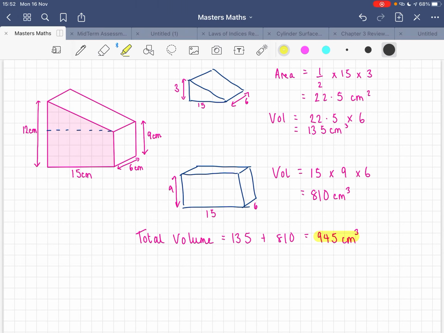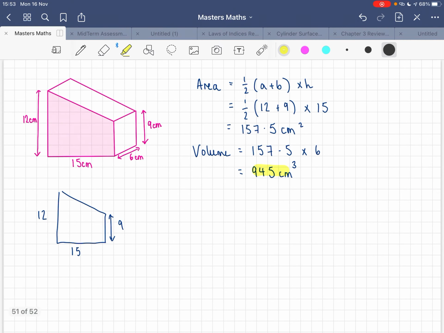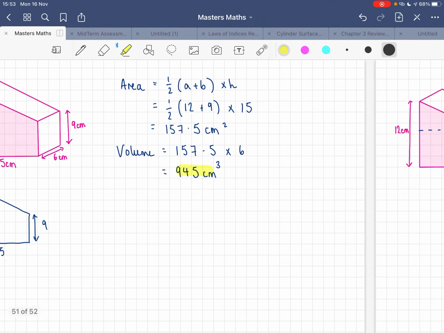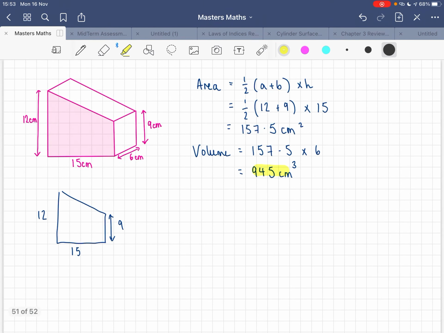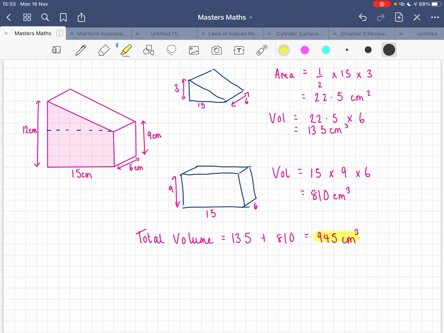But if you can't remember the formula for the area of a trapezium, this way might be a little bit easier for you. You don't have to remember that formula. Most of you should have no problems remembering area of a triangle and area of a rectangle. Whereas a trapezium is a little bit more complex and people sometimes forget it. So there's two ways you could have answered that question.